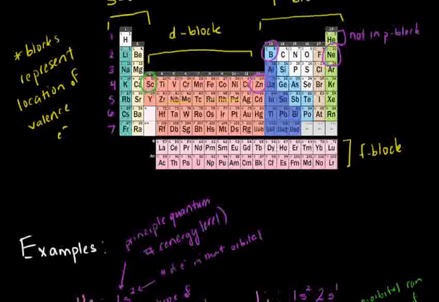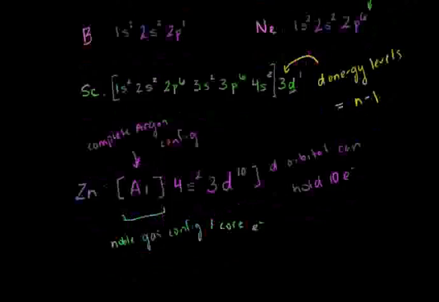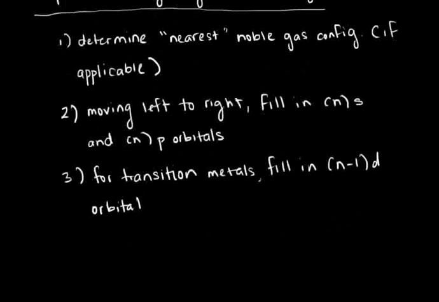And instead of writing out cumbersomely all the inner electrons and core electrons, we're just going to write the noble gas configuration like we did here for zinc. That's the first step. The second step is to move left to right and fill in the orbitals, the ns orbitals, using the n quantum number for s, and the np orbitals, remembering that s orbitals can hold a max of 2 electrons, and p orbitals can hold a max of 6 electrons. If we've got a transition metal, first we fill the ns orbital, and then we fill the n-1 d orbital, noting that d orbitals can hold a maximum of 10 electrons.